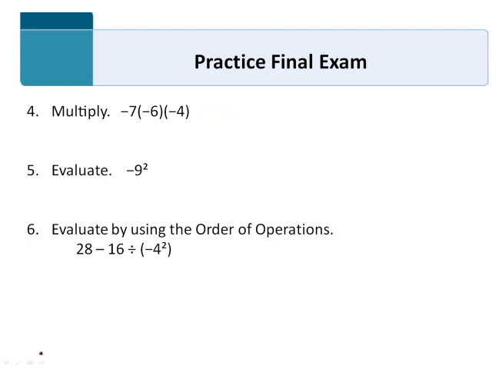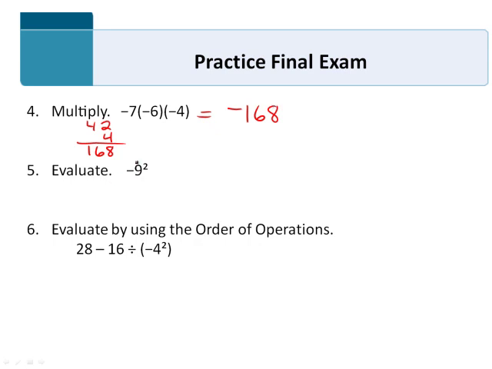Number 4, we're multiplying. So we have 3 negatives. That's an odd number of negatives, which means the answer is going to be a negative. So I multiply 7 times 6 is 42 times the 4. So that's 8, and 4 times 4 is 16. So you should get a negative 168.